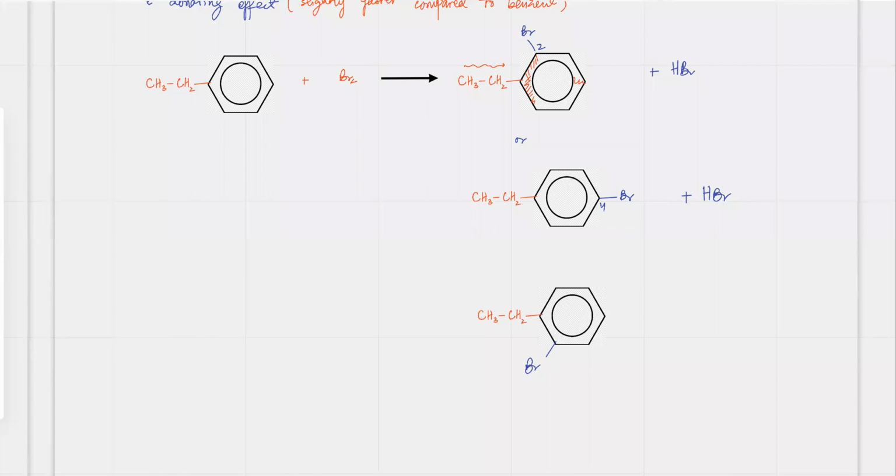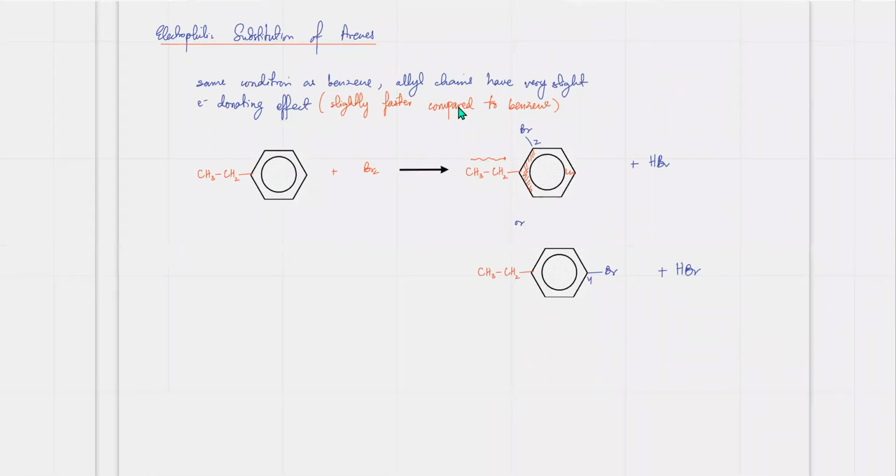So the thing is, you just call it the 2 and 4 positions. Usually there is no 6th position. It could be that you get a bromine here and a bromine over here. If there's a bromine at both positions, then one of them would be 2 and the other would be called 6. In that case, you're going to call it 2 and 6. So is this clear? Electrophilic substitution of arenes is kind of the same as benzene, almost no difference.